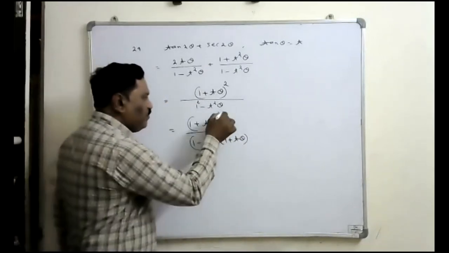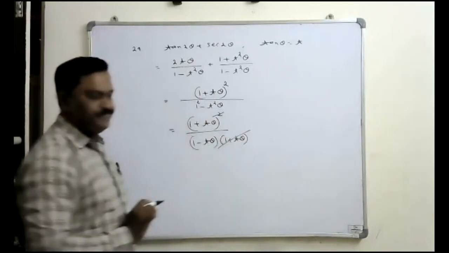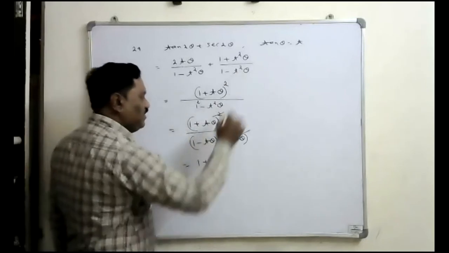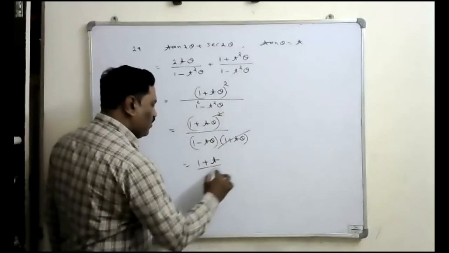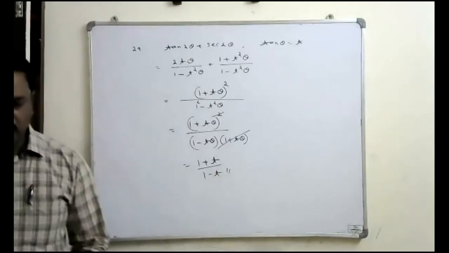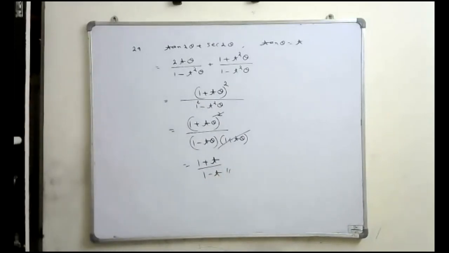So here 1 plus tan theta is getting cancelled. Therefore the answer is 1 plus tan theta upon 1 minus tan theta, where the tan theta value was given as t. So the answer is 1 plus t by 1 minus t. Is that clear?